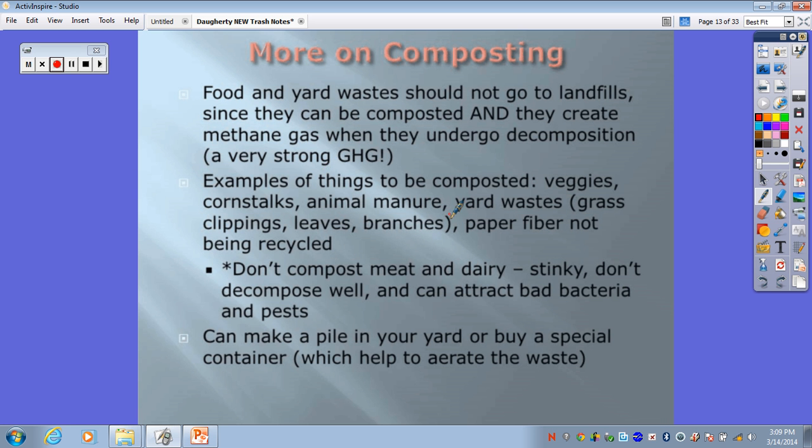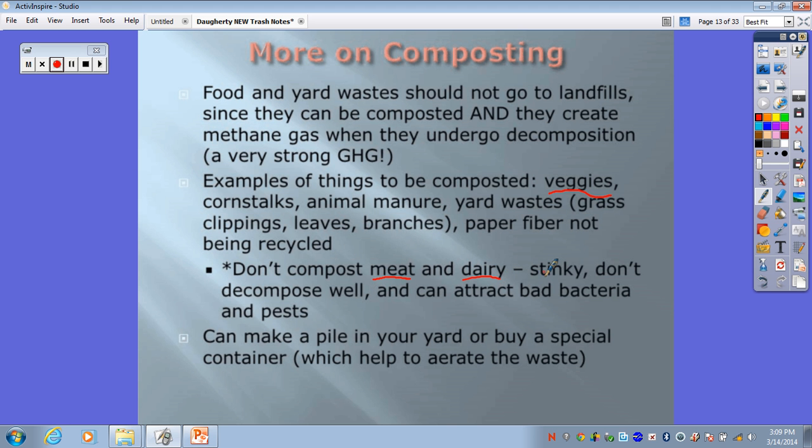Here are some things that can be composted. You can compost any leftover veggies or veggie residues, corn stalks, animal manure, yard waste like grass clippings, old dead leaves and branches, and paper fibers that are not being recycled. So maybe you can shred up some old paper, that sort of thing. You can compost those.